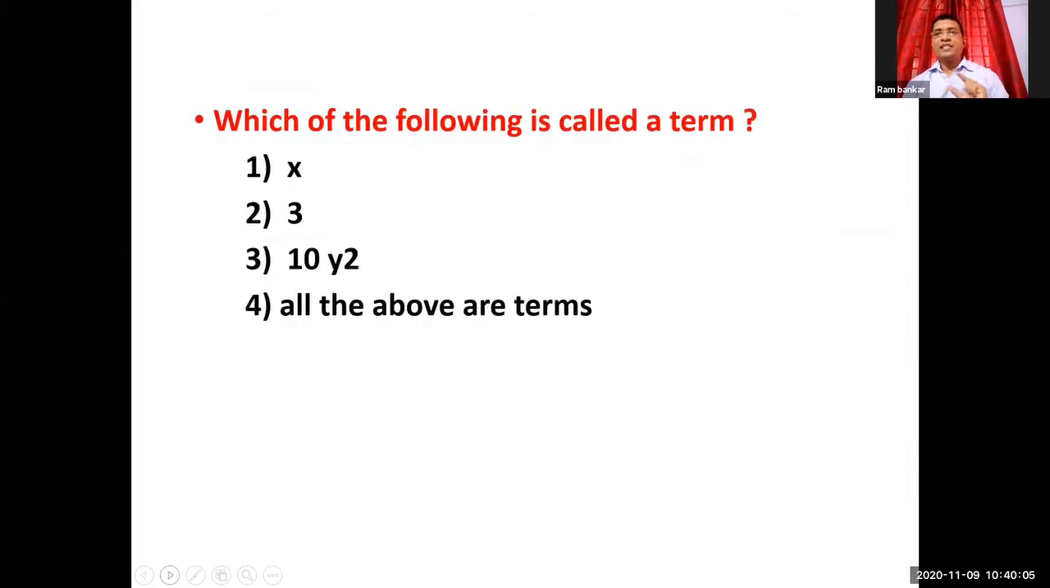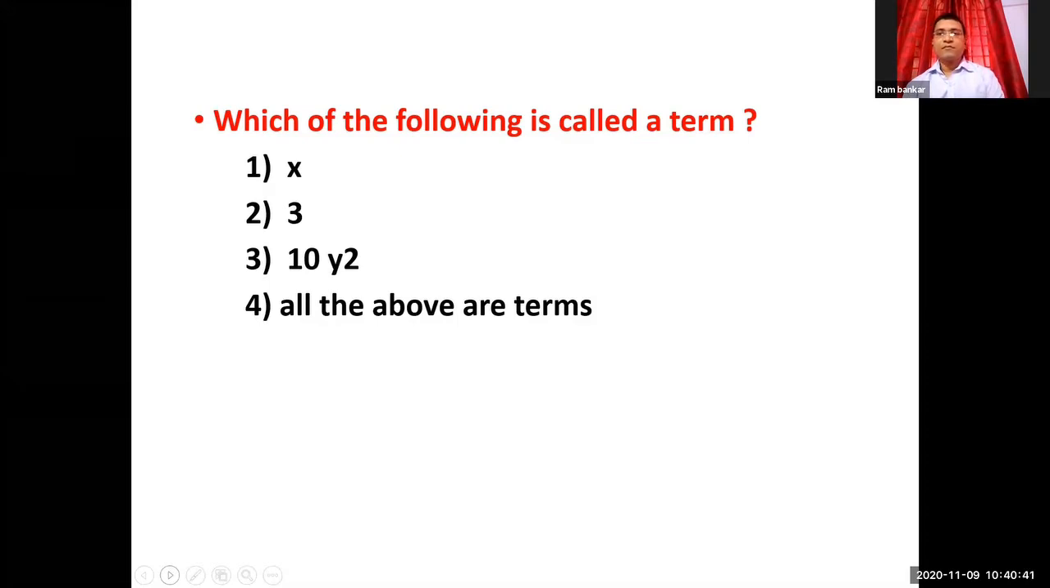Okay, look at this question. Now you have to answer. Which of the following is called a term? Options are 4 given. First listen. First option is x. Second is 3. Third option is 10y square. And the last one is all the above are terms. So what is the answer? Anybody?